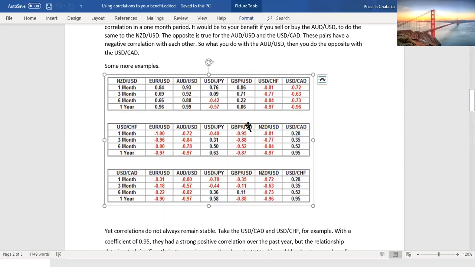So for example, another correlation: pound US dollar has a nearly perfect negative correlation. So you're aiming for minus 0.95 or positive 0.95. Pound US dollar has a nearly perfect negative correlation with the US dollar franc, meaning if you're buying the US dollar franc, you should be selling the pound US dollar, right? That makes sense, because if the US dollar is getting stronger and you're buying the US dollar franc, then obviously the pound US dollar will drop, because it's pound against the US dollar. So correlation tables make sense.